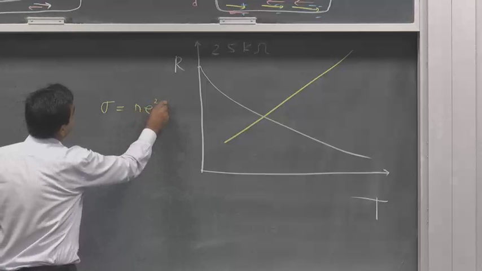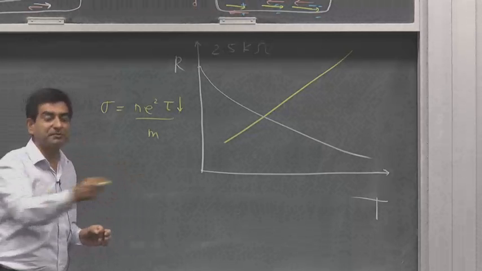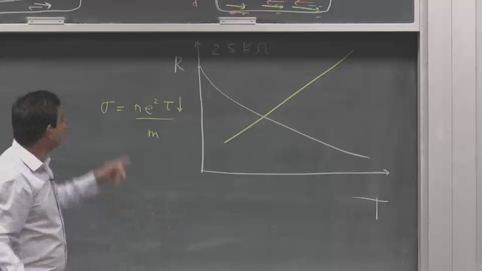We know that the conductivity, sigma, is n e squared tau over m. So if the temperature goes up, the mean collision time or scattering time must go down, because now the ions are moving with a higher amplitude. So collisions must be more frequent. If you have a target that is moving, then it's easier to hit the target, because there are mobile electrons everywhere. If this time goes down, the conductivity must go down.